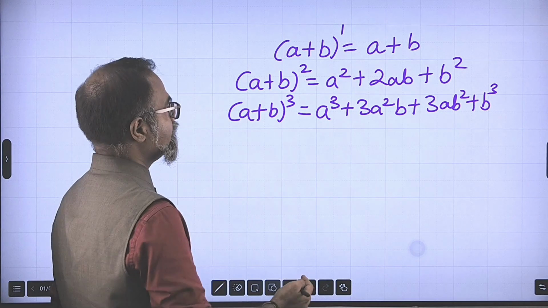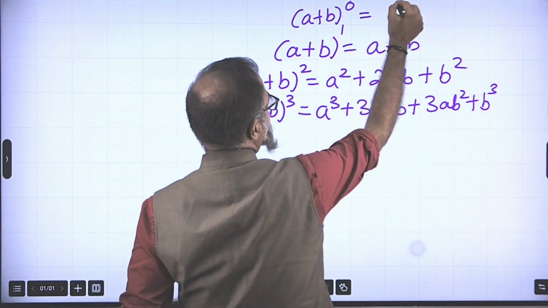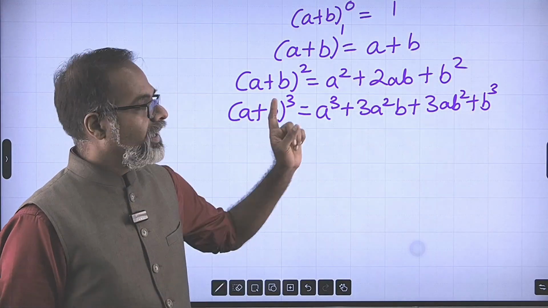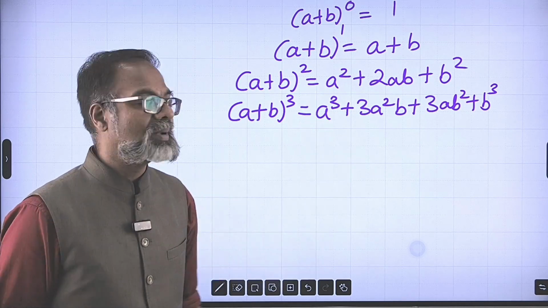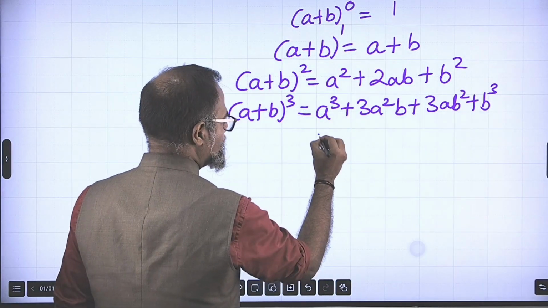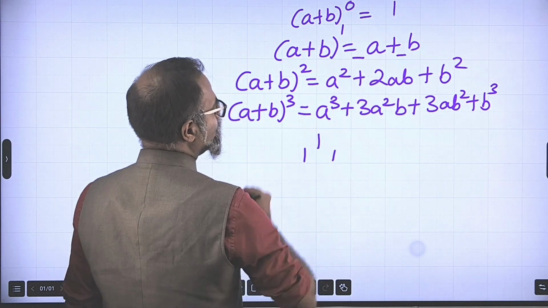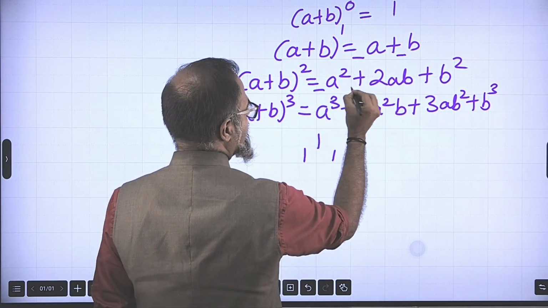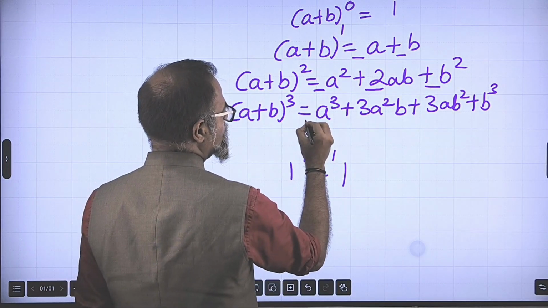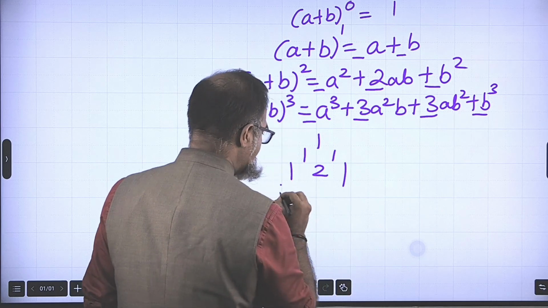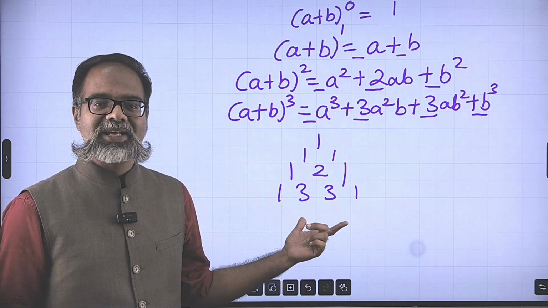To continue, in fact, to go before, a plus b the whole raised to the power 0, anything raised to the power 0 is 1. If you observe closely the coefficients of each of the variables. In the first one, the only number was 1. For a plus b whole raised to 1, the coefficients are 1 and 1. For a plus b the whole square, my coefficients are 1, 2 and 1. For a plus b the whole cube, my coefficients are 1, 3, 3 and 1. Lo and behold, Pascal's triangle starts appearing, right?